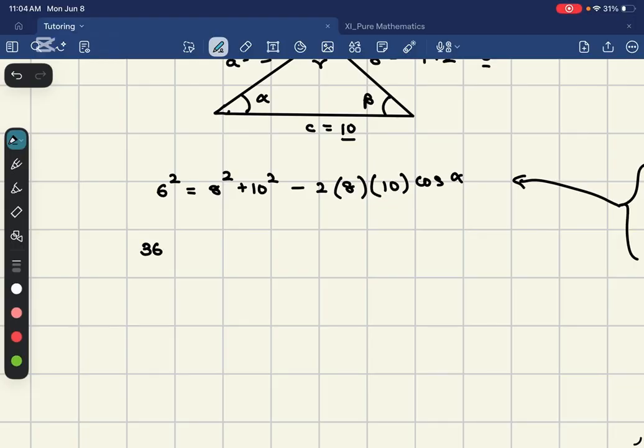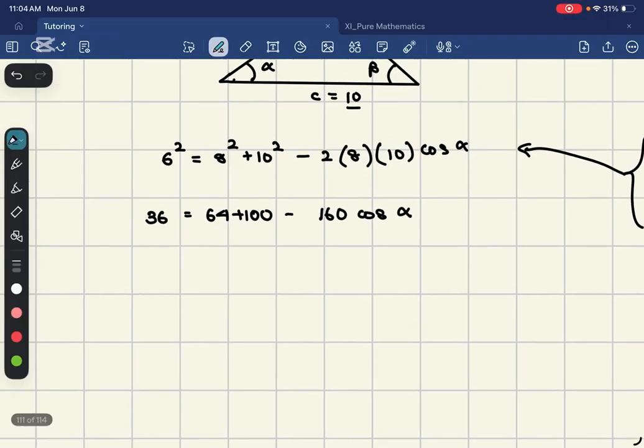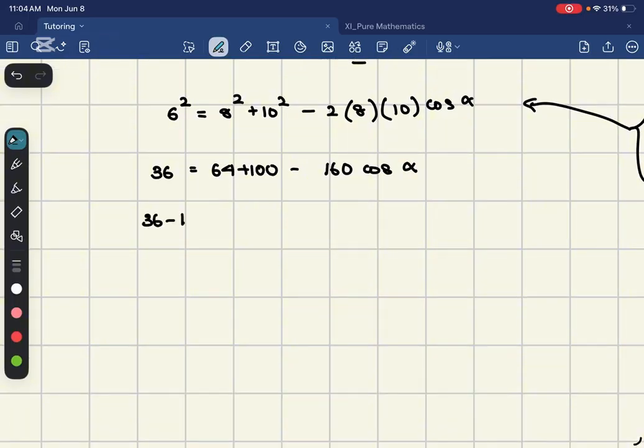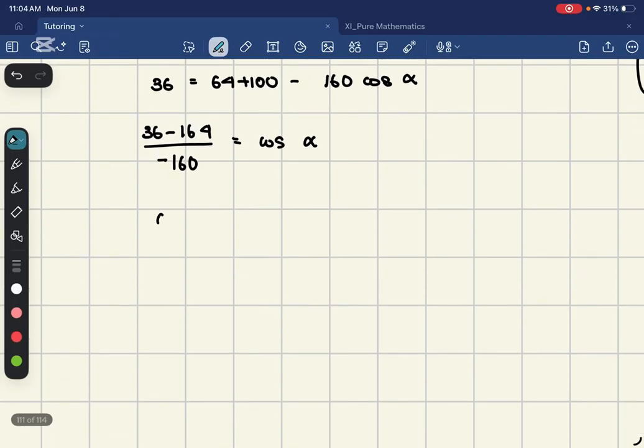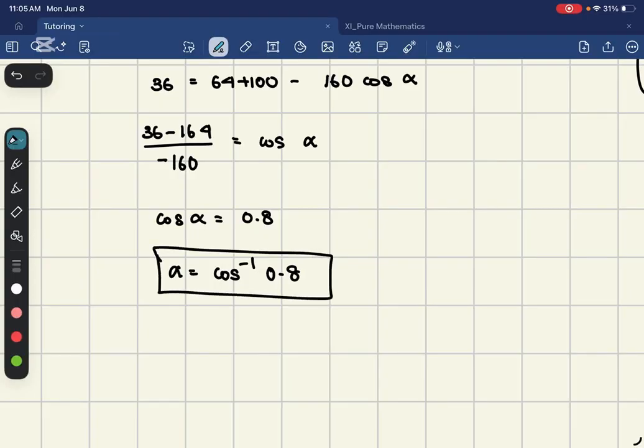So 36, right, is 64 plus 100 minus 160 cosine of alpha. And if you solve this, you're going to get 36 minus 164 divided by negative 160 to be your cosine alpha. So we are simplifying this expression, right, to solve for cosine alpha. And you get the expression cosine alpha is going to be 0.8. And alpha is just cosine inverse of 0.8. Alright, so that is the value of alpha.